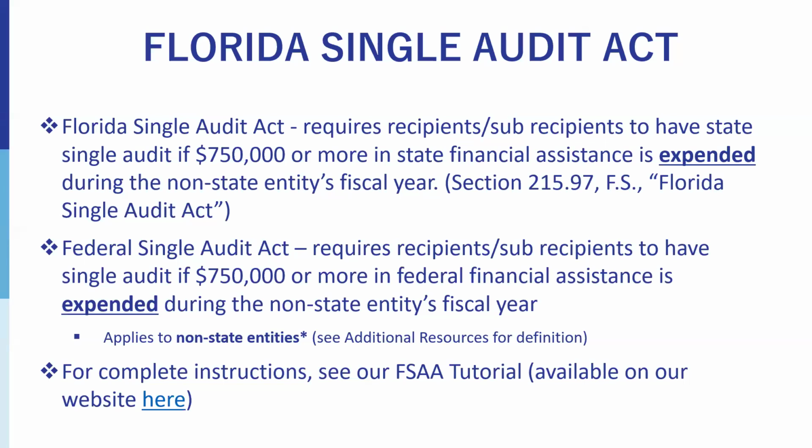There's a similar act called the Federal Single Audit Act, which has been on the books since 1984. The Federal Single Audit Act states that anyone expending more than $750,000 in federal assistance within a fiscal year is subject to stricter auditing. Now, my guess is that for most people on this webinar, you're not expending anywhere near $750,000 in state or federal funds. And if you are, you probably already know that.